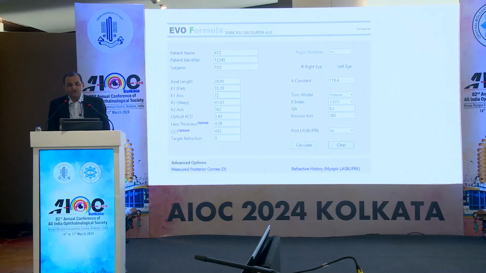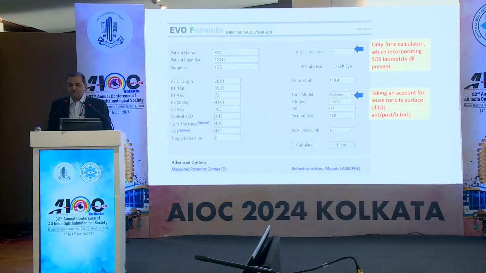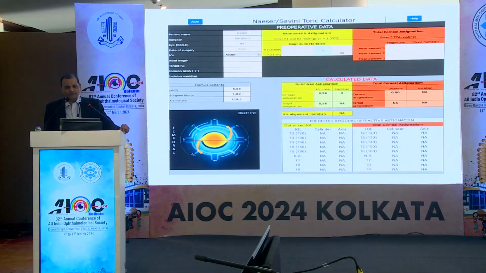The next is the EVO toric calculator, which is coming up very fast because it is a thick lens based formula. It has an incorporation of the SOS biometry, sum of segment biometry also, and it also takes into account the lens toricity surface, whether your toric lens is front toric, bi-toric, or posterior toric. It is also AI based. So this is at present the most popularly accepted toric calculator, the EVO toric calculator.